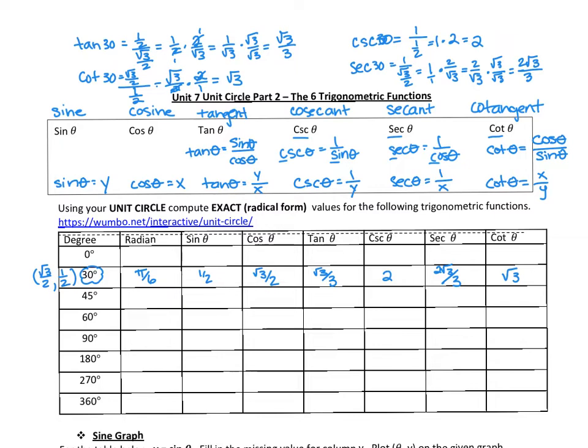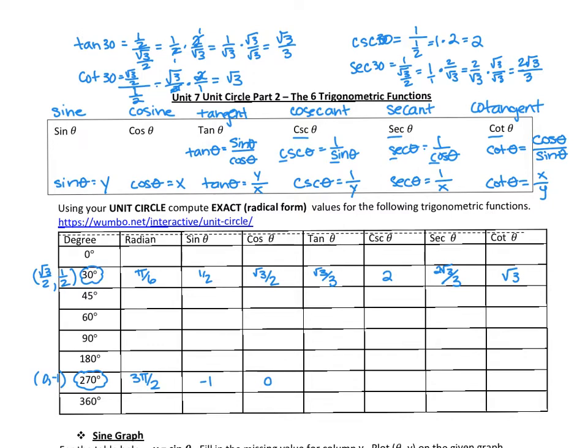So let's also review what happens when I have a coordinate such as 0, -1. Let's take a look at 270 degrees. The coordinates at 270 degrees is 0, -1 from my unit circle. And so the radian angle at 270 degrees is 3 pi over 2. So my sine would be my y value, -1. My cosine is my x-coordinate, that's 0.